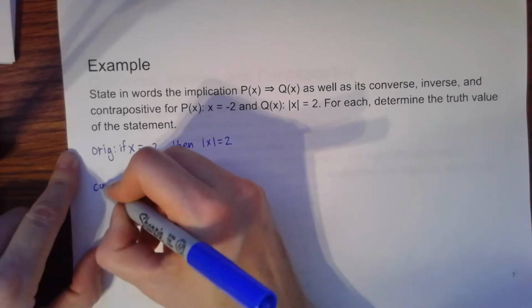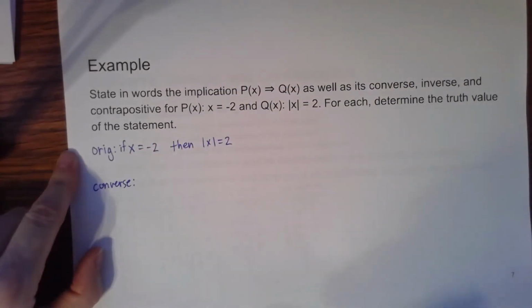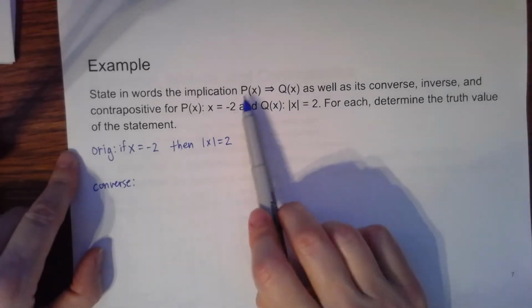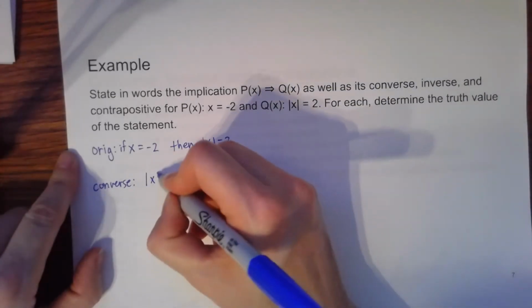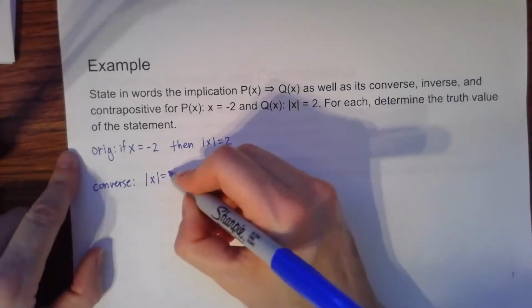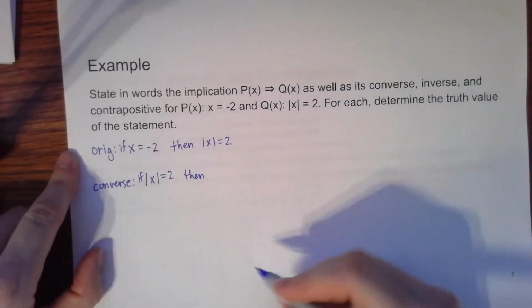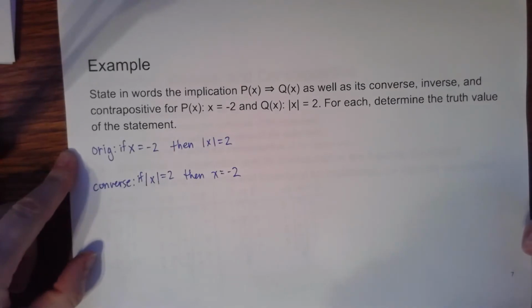Then let's look at the converse. So for the converse, we're going to swap the order, right? We're going to put the Q first and then the P. So the Q would be absolute value of x equals 2. So if that, then our P, x equals -2. That would be the converse.